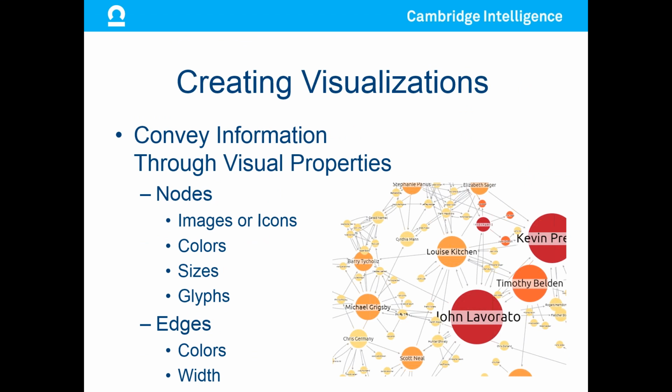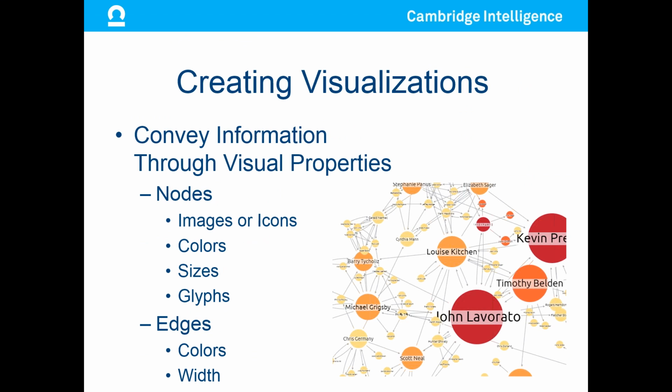So using node icons is a very important thing. I'll show you some examples where we do that. So that if you're looking at a person, you're representing them not with a circle or a square with a color, but an actual person icon itself, sometimes even the image of the person. You're also able to use color to indicate some sort of numeric value in your data.